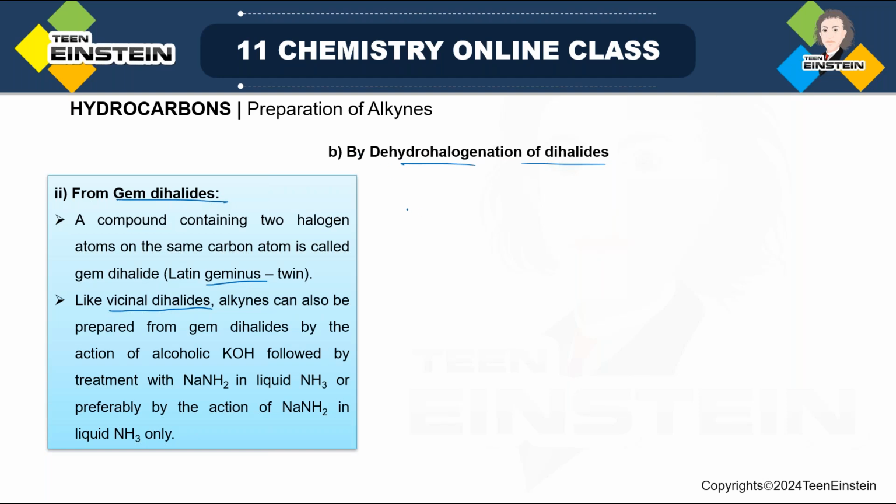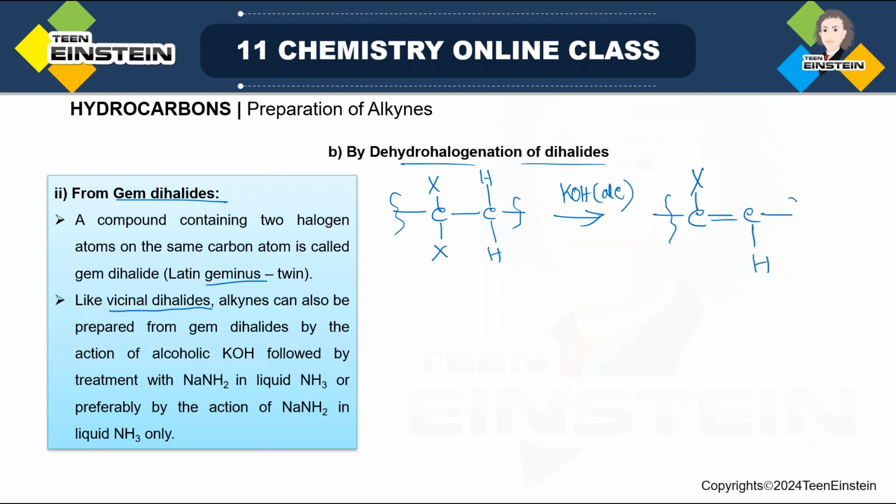If we take an example, now both the halogens will be present on the same carbon, and here we have some substituents, one hydrogen, two hydrogen we will write, on both sides there may be any substituent. First, when we use KOH in alcohol, there will be removal of one halogen and one H. Next, when you use NaNH2 in liquid ammonia, this X and H will also be removed, and finally you get the C≡C triple bond.